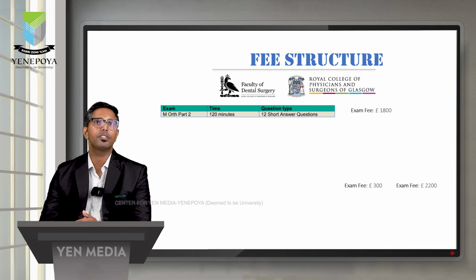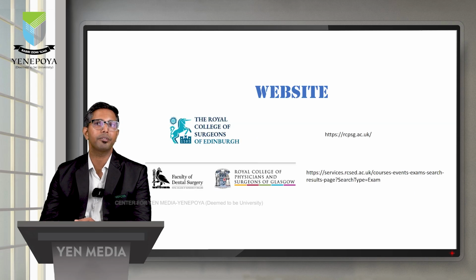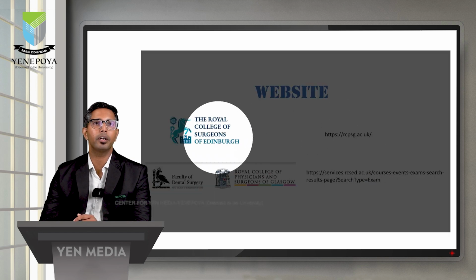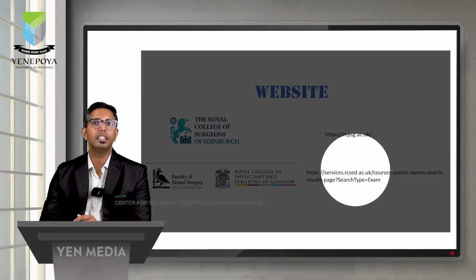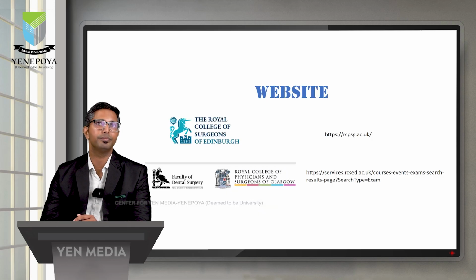Now coming to the fee structure of a Glasgow exam, the whole fee is 1,800 euros, and for the Royal College of Edinburgh, the written part is 300 euros, as well as for the entire part 1 and part 2 of Edinburgh, it is 2,200. So what are the websites? You can just take a screenshot of this and go to this website to find out about Edinburgh, and in this site RCSED to find out about Glasgow.